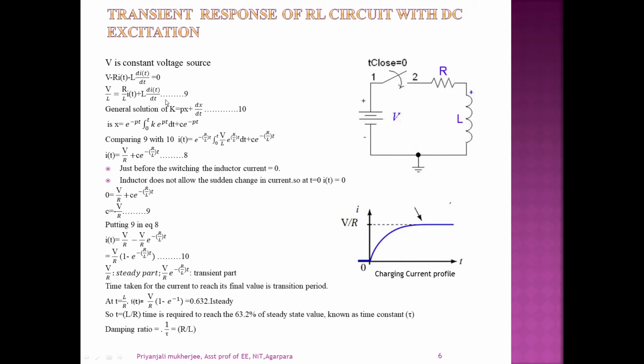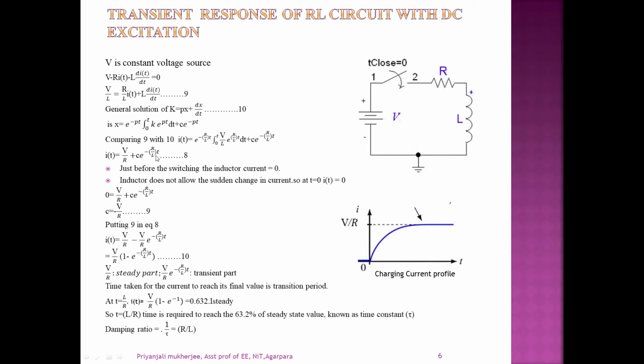As we know, the general solution of this type of equation is e to the power minus Pt into the integration from 0 to t of K e to the power Pt dt, plus a constant into e to the power minus Pt. Comparing this with equation number 9, the solution i(t) is given as e to the power minus (R/L)t, integration 0 to t of V/L e to the power (R/L)t, plus a constant into e to the power minus (R/L)t. Now, i becomes V/R plus C e to the power minus (R/L)t.